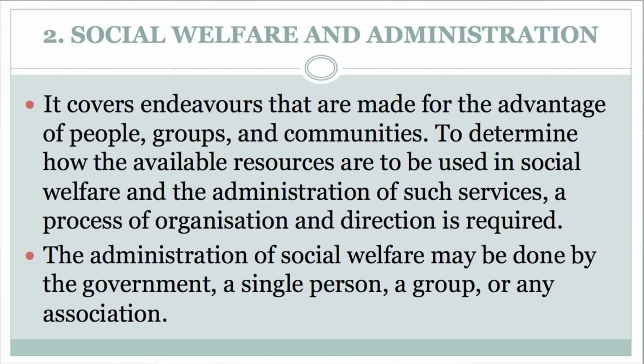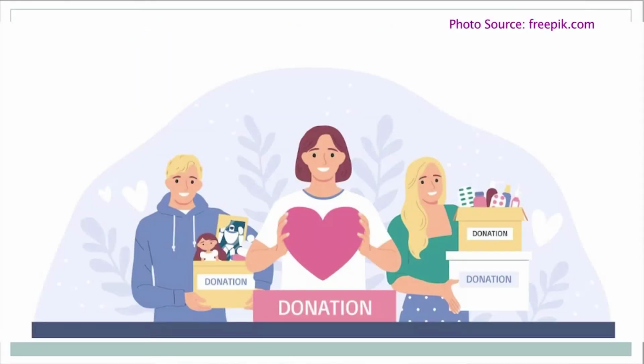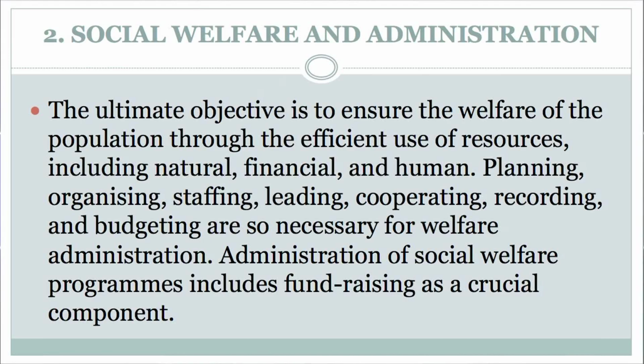The administration of social welfare may be done by the government, a single person, a group, or any association. The ultimate objective is to ensure the welfare of the population through the efficient use of resources, including natural, financial, and human. Planning, organizing, staffing, leading, cooperating, recording, and budgeting are so necessary for the welfare administration.